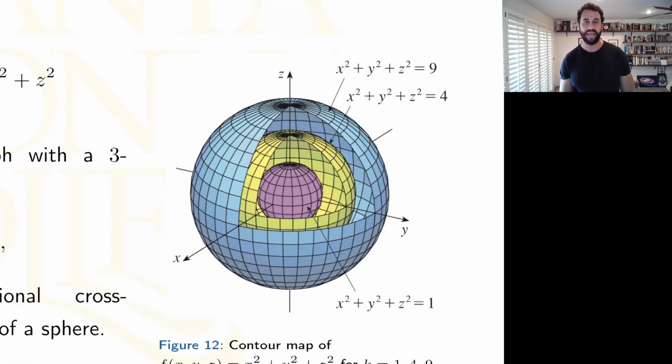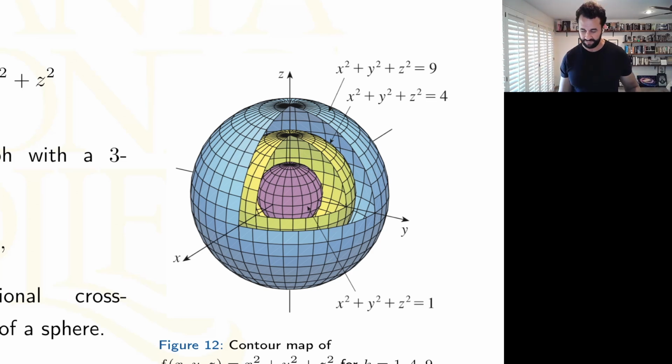Okay, so if I let k be equal to 1, we'll start with that. If k is equal to 1, then we end up with a sphere centered at the origin of radius 1. That's this little purple sphere in the middle here. That's a level surface of the object that we are actually investigating.